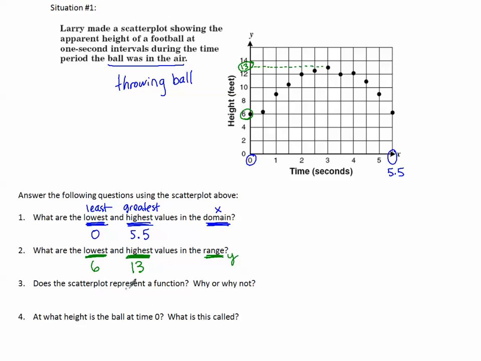Does the scatter plot represent a function, y or y not? Well, if I'm looking at each point, I don't see any other point above or below. Essentially, I'm doing the vertical line test at every point. Do I see any points above or below any of the other points? No, I don't. I've tested every one. So yes, it represents a function because it passes the vertical line test.